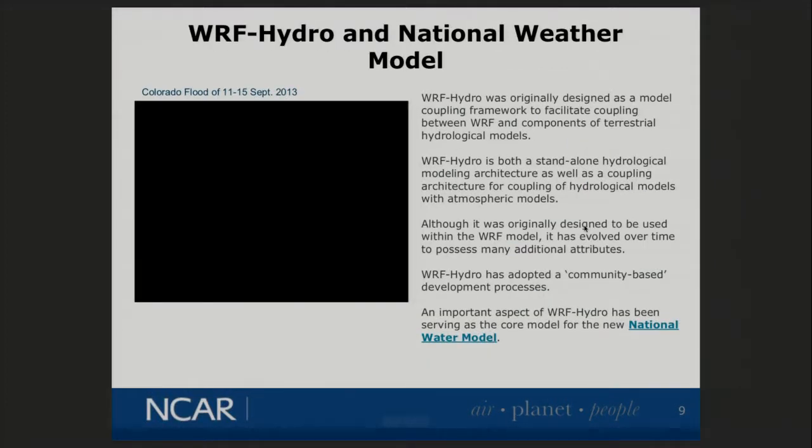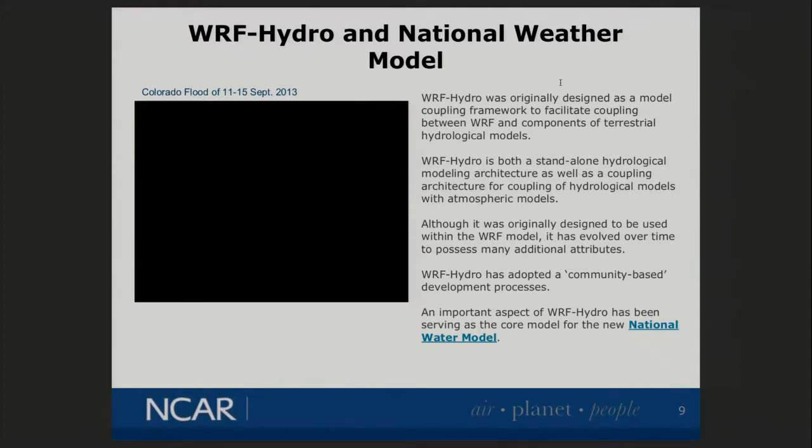Okay, so now I'm much more familiar with this test case, so I will be much more meaningful in terms of the answer that I can give you about this model, which is WRF-Hydro. WRF-Hydro was originally designed as a model coupling framework to facilitate the coupling between WRF, which is an atmospheric weather model, and components of terrestrial hydrological models. So WRF-Hydro is both a standalone hydrological model, but it can also be used with a weather model.